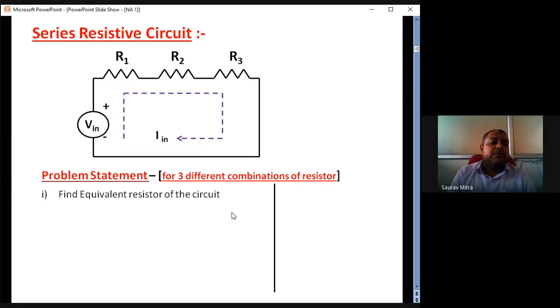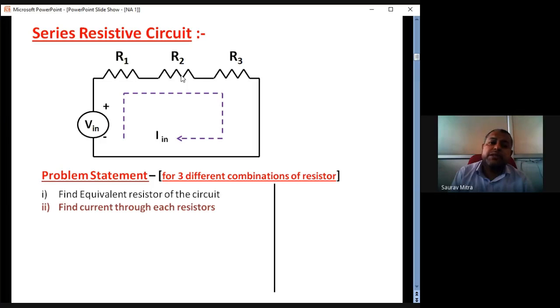Second thing, what I've asked you is find the current through each resistor. That is a very important thing. So you know what is the input voltage. So V input and resistances are R1 plus R2 plus R3. So the total current in the circuit we know is equal to input voltage divided by equivalent resistance. So it will be V in divided by R1 plus R2 plus R3. That is the equivalent current through the circuit, total current through the circuit, or input current to the circuit, any name you give. So here I am telling the name as I in.